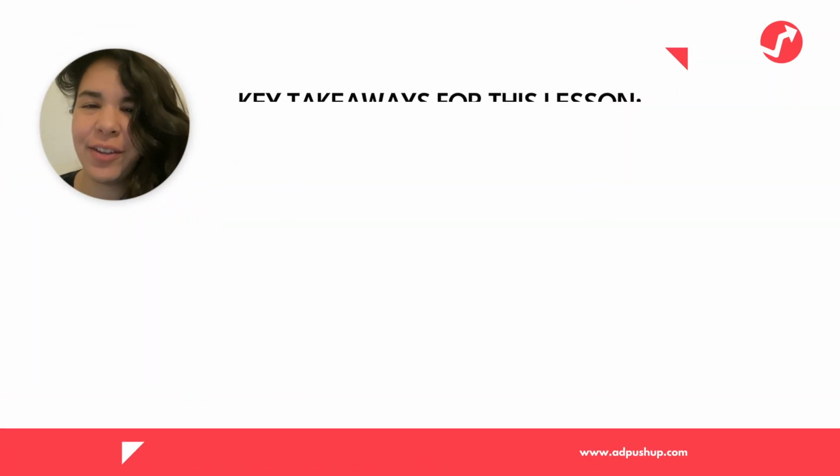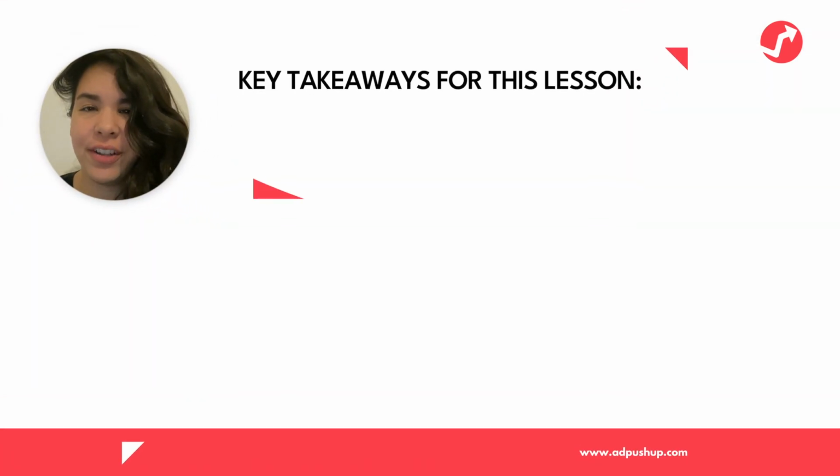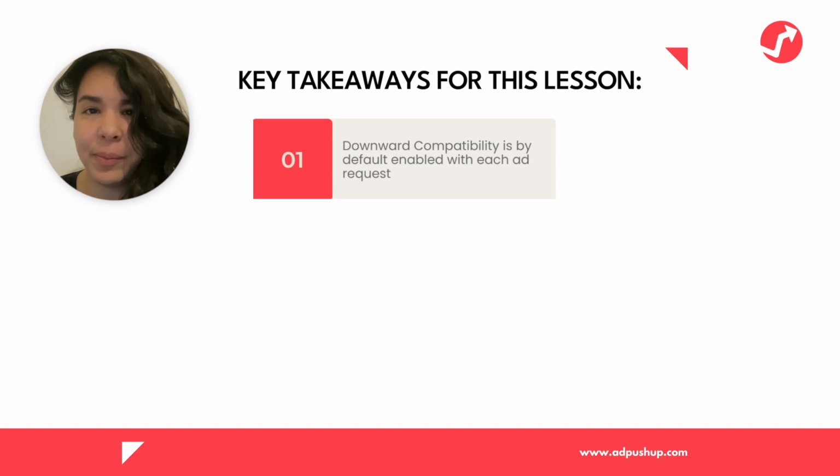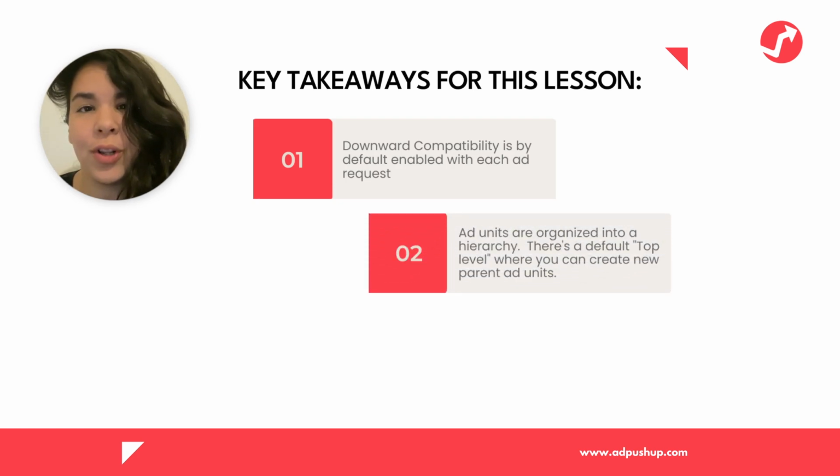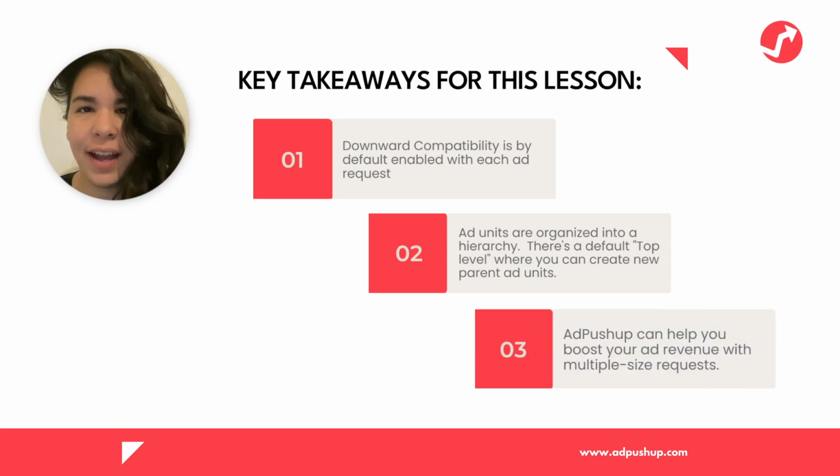We've reached the end of the lesson, and today we learned that downward compatibility is enabled in every ad request, and it helps you to serve multiple size ads in your ad slot. Also, we learned that with ad units, we have different hierarchies that we can use to organize our inventory. We have the top hierarchy and then all the child ad units below it. Remember that Ad Pushup can help you boost your inventory, so keep this lesson at hand. Thank you.